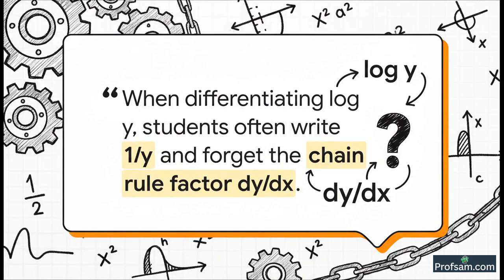In this step, most students get confused. But here's the trick, so you'll always remember. When you differentiate log y with respect to x, you are using the chain rule. So it is always 1/y multiplied by dy/dx. Do not forget the dy/dx part. This is the single most common mistake people make.